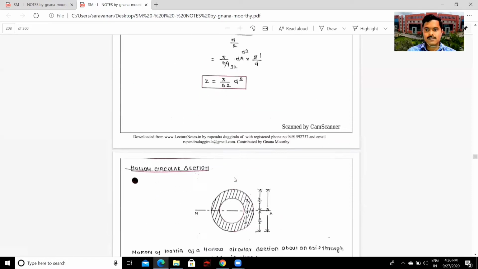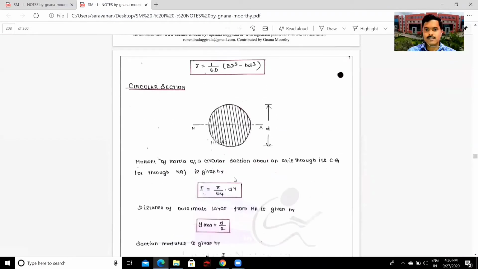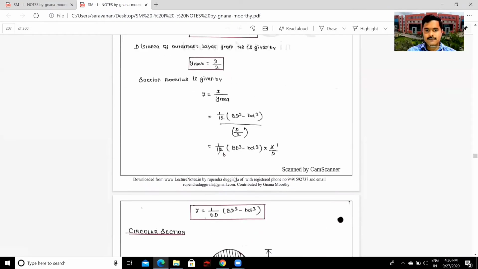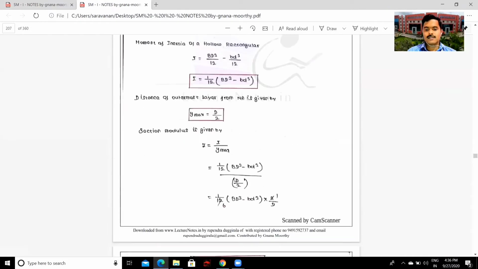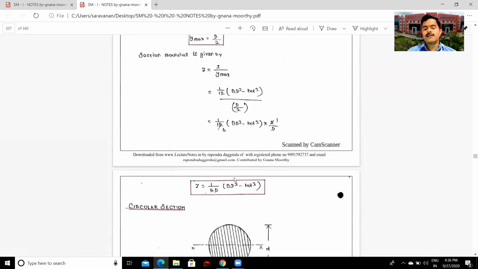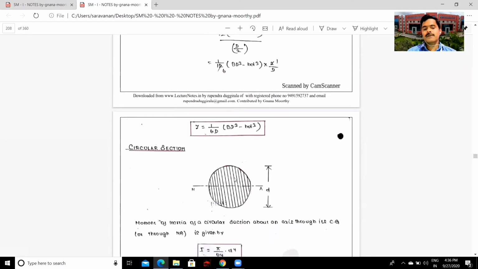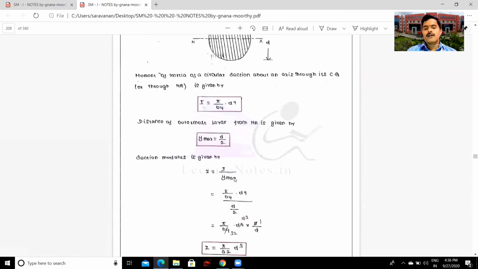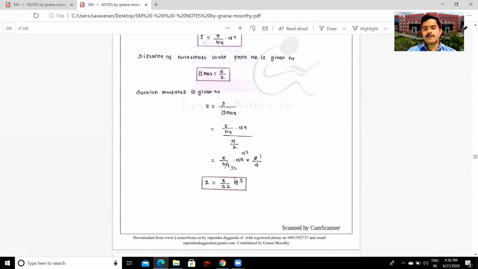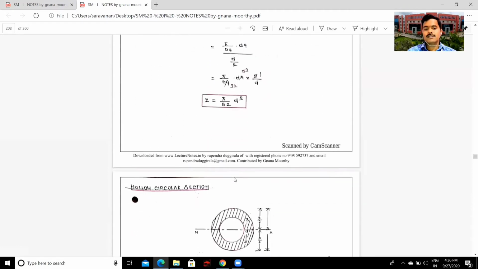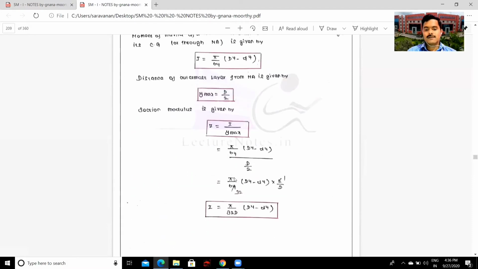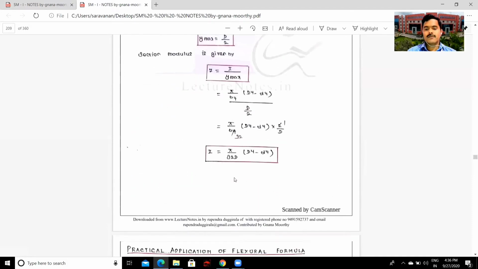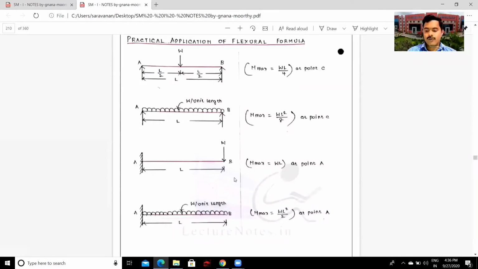So the section modulus Z value for a rectangular section is BD square by 6. The section modulus for a hollow rectangular section is 1 by 6D into (BD³ minus small bd³). For a circular section, the section modulus is pi d cube by 32, and for a hollow circular section, the section modulus will be pi by 32D into (D power 4 minus small d power 4).